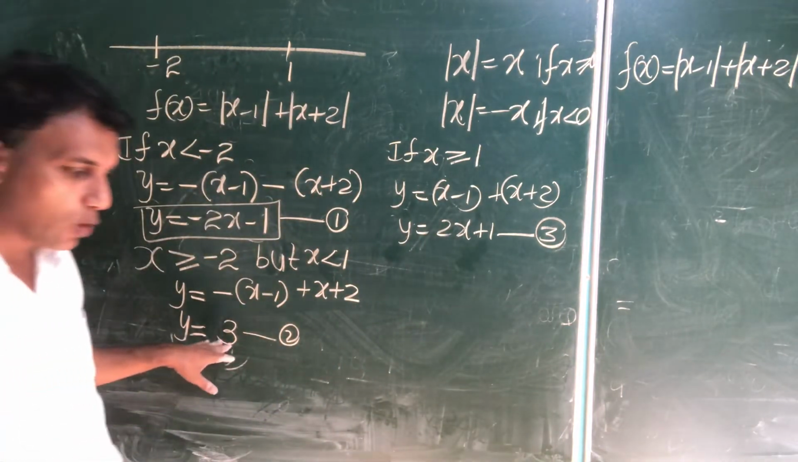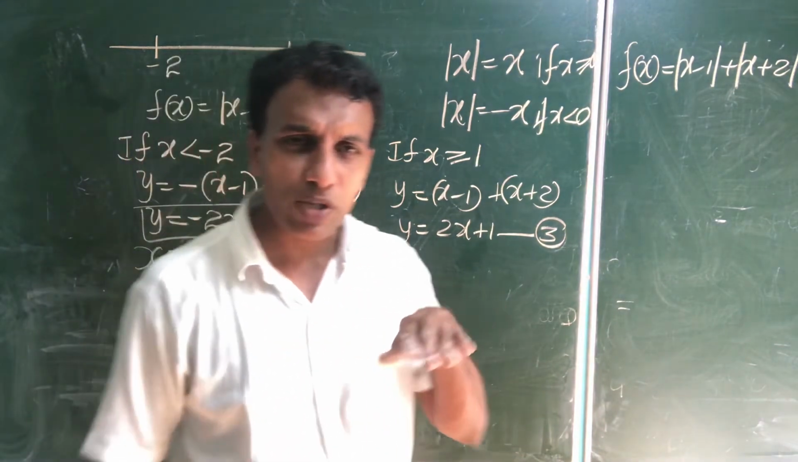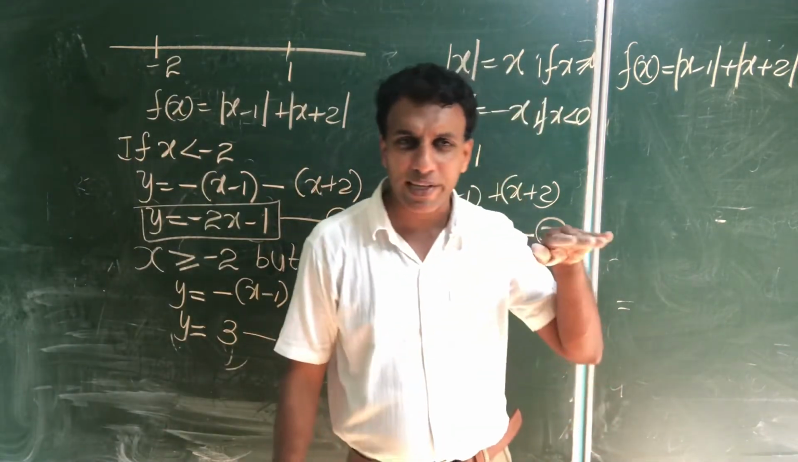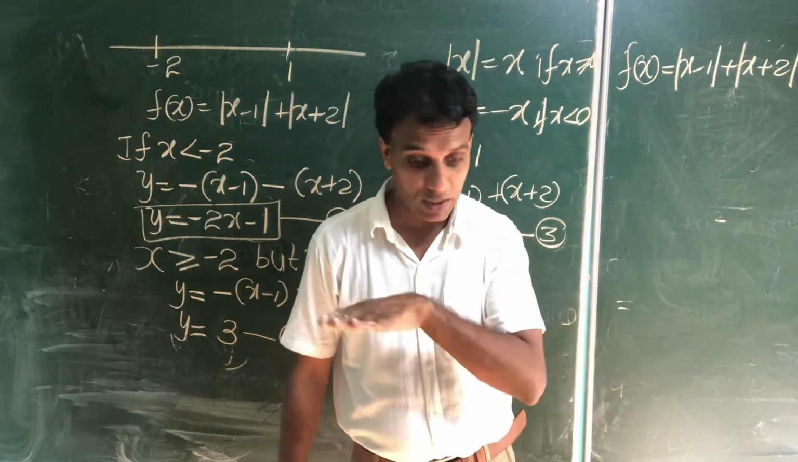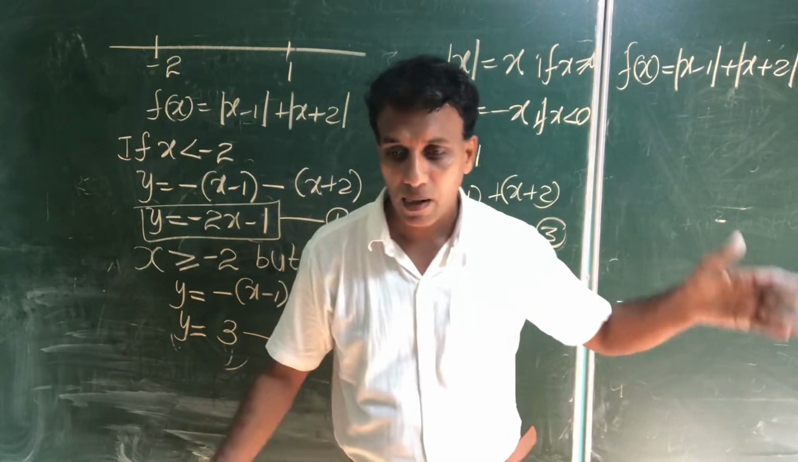How about this one? y equals 3. How is the y equals 3? Primary class maths, parallel to y axis, no? Is it? y equals 3, what? Parallel to x axis. Parallel to x axis.